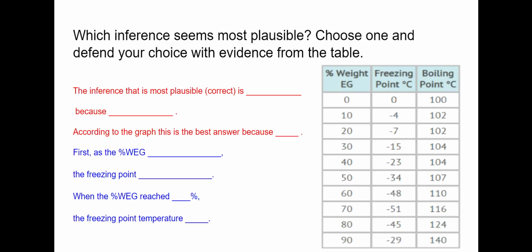So we want to use all the information we've gathered. We have a graph we can look at. We have this data table. We have these sentence frames that we can use. And we've also evaluated each of the inferences separately and labeled them as either true or false. So at this point, we just need to gather all our ideas together and present those in a written answer. So feel free to use these sentence frames if you would like. You're not required to use these, but these may help you get started with your writing.